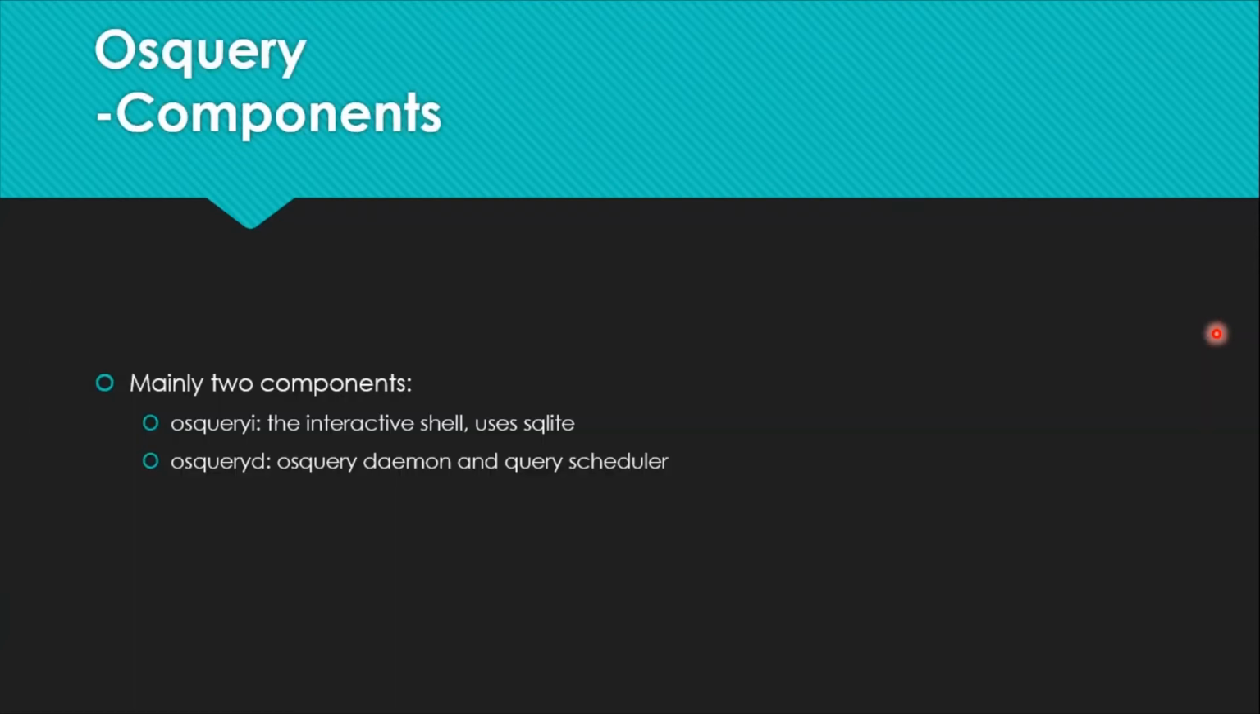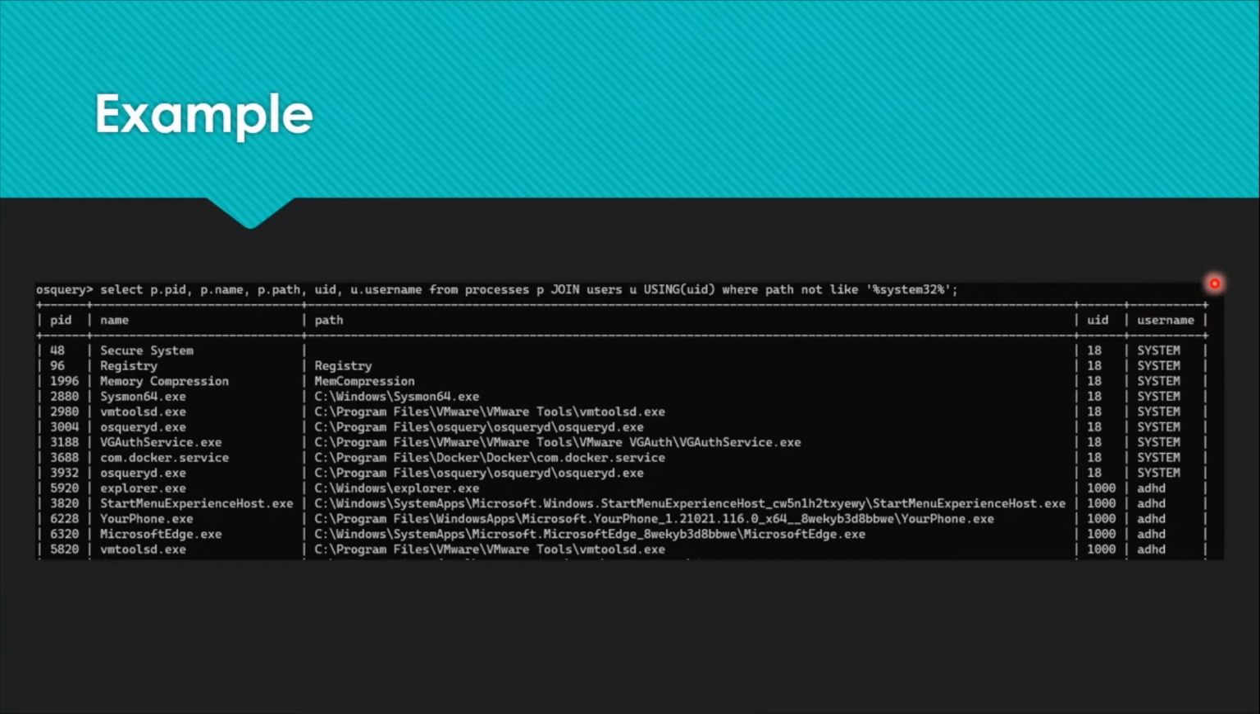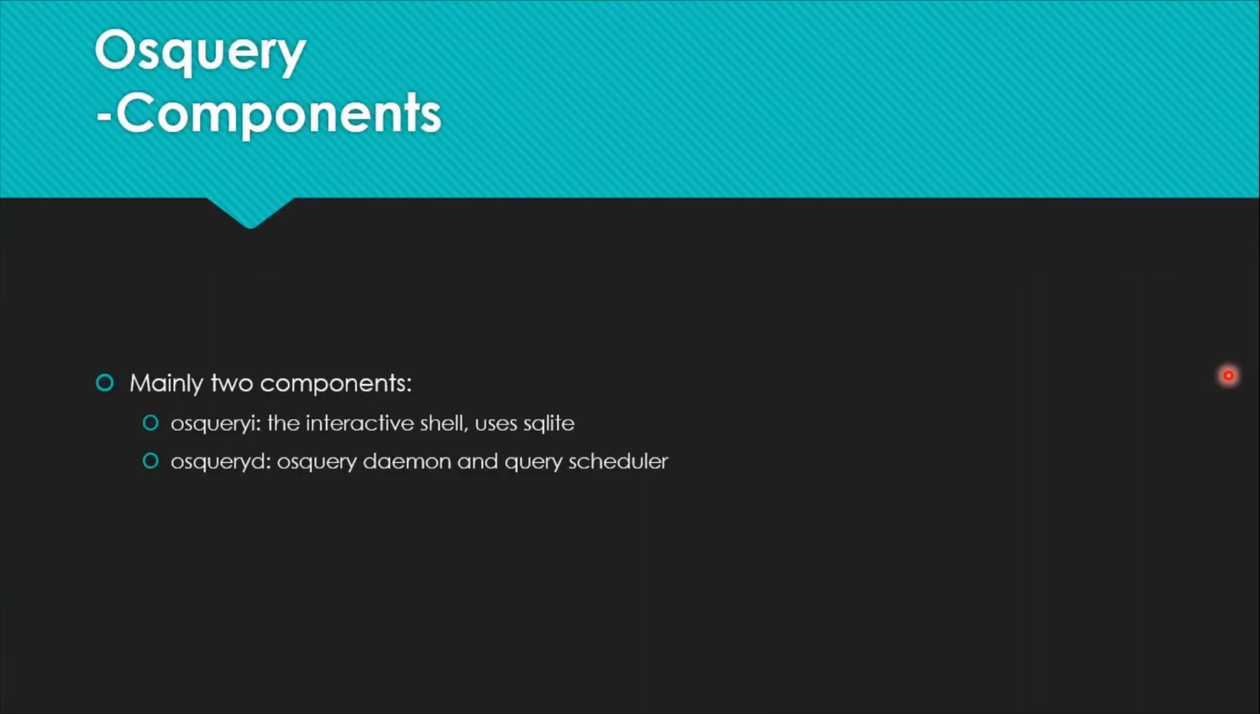So next up we have the osquery components. So mainly there are two components. We have osqueryi, which is the interactive shell. So this is the same shell in which we performed our example. Now the main purpose of the interactive shell is to write queries and retrieve information in real time. So this is mainly used to test out queries and for prototyping and optimizing the queries. So it retrieves all that information in the form of SQL tables. And it uses SQLite, so it uses most of the meta commands that we are used to in SQLite.